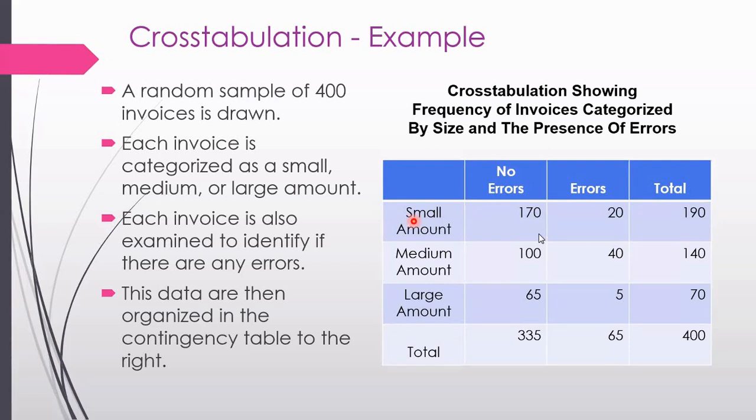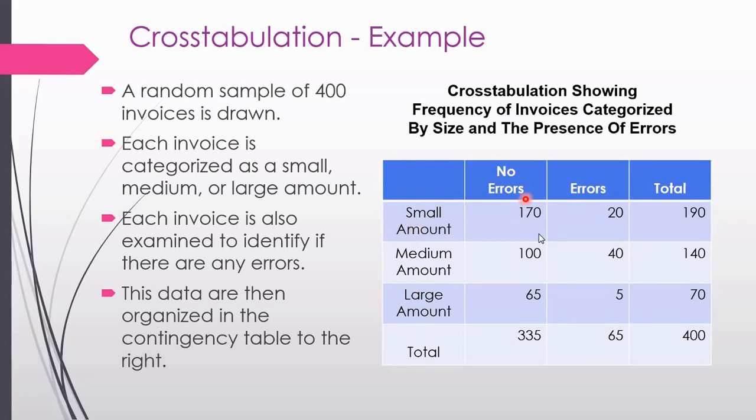Right answer. It is an ordinal, right? Because here we can compare the amount. The small amount is the lowest value compared to the other two, medium and large. Large amount is the largest amount compared to the small and the medium amount. So we can arrange them in order. So it is an ordinal.